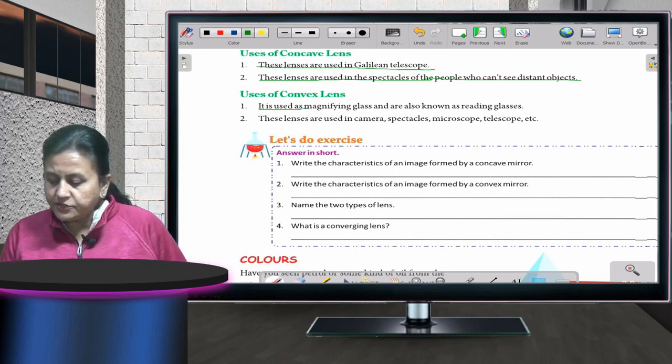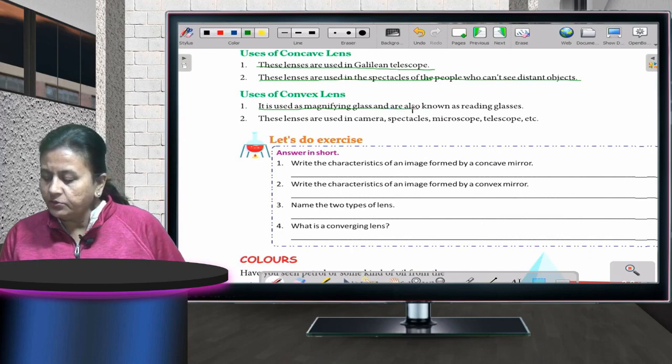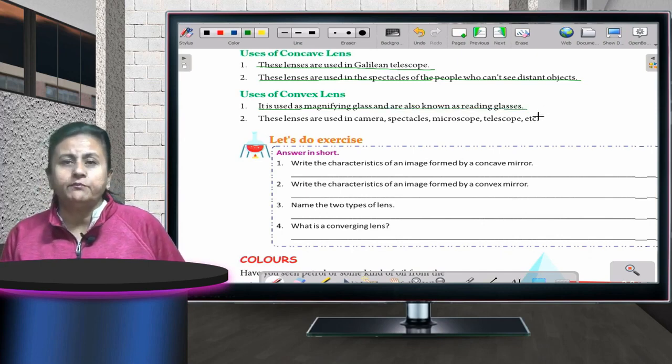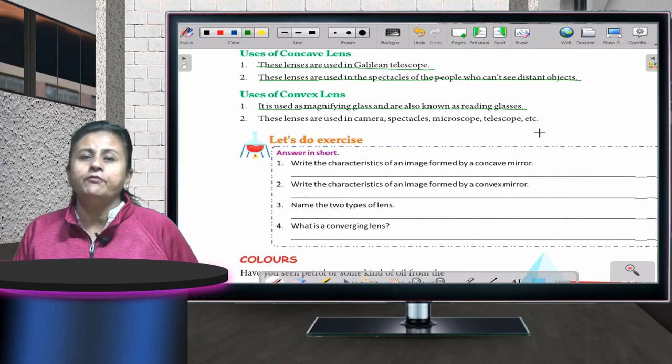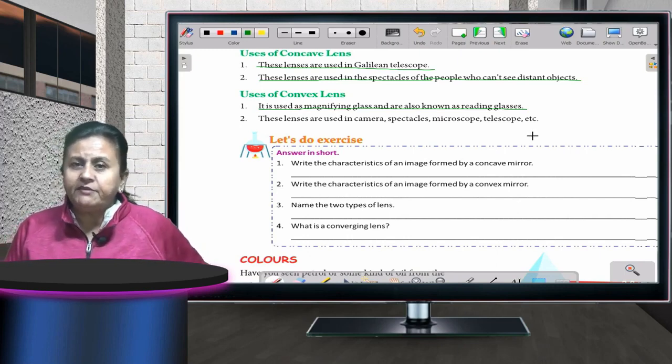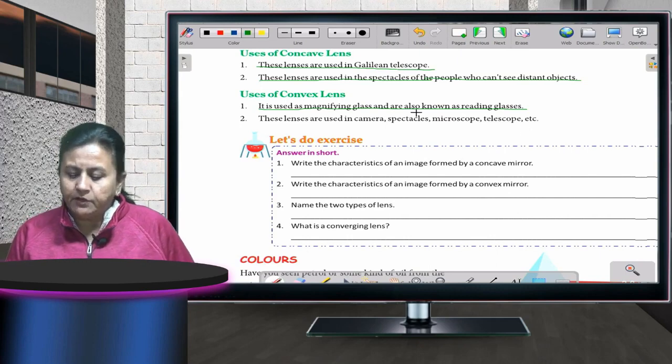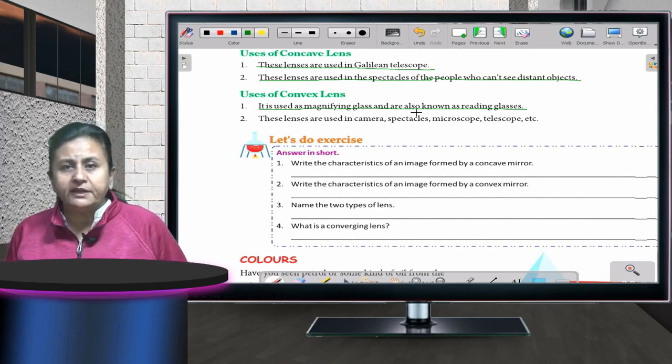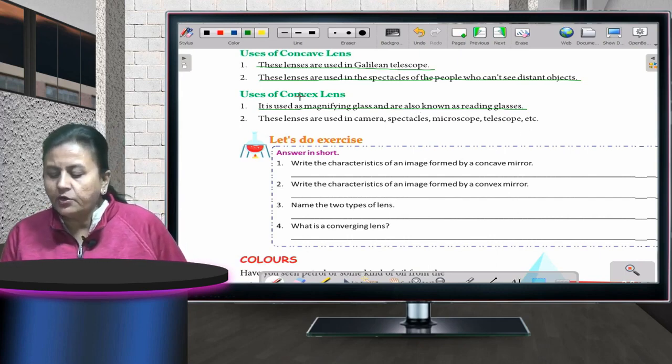it is an imaginary magnified glass and is also known as reading glasses. When you read, many of you find that your eyesight gets weak and you are not able to read properly. What type of lens are we using in specs at that time? We are using a convex lens.